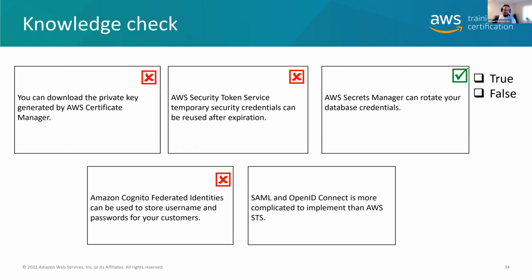Some of you are putting false, right? It is false, right? This is false. It's not true that SAML and OpenID are more complicated to implement than AWS STS, right? I'm not sure what they're trying to get to with that question. Honestly, I would argue that STS is easier to use, but I'm not sure where they're headed with that question.